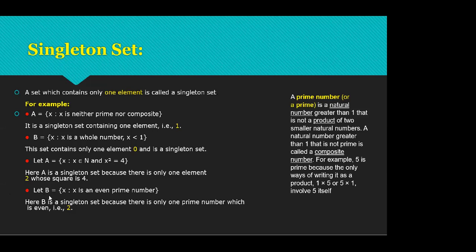Okay, so next would be this set wherein x is an even prime number. The only even prime number is 2. Most of the prime numbers are odd. So here, B is a singleton set because there is only one prime number which is even, and that is the number 2. So are there any questions for the singleton set? None, sir.